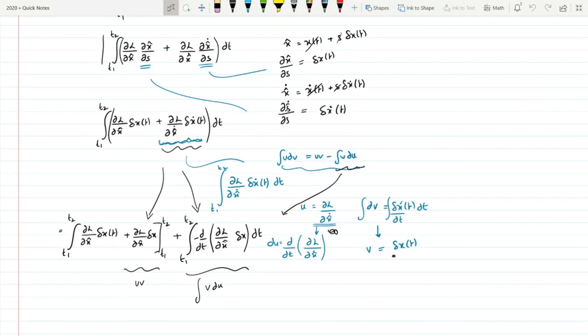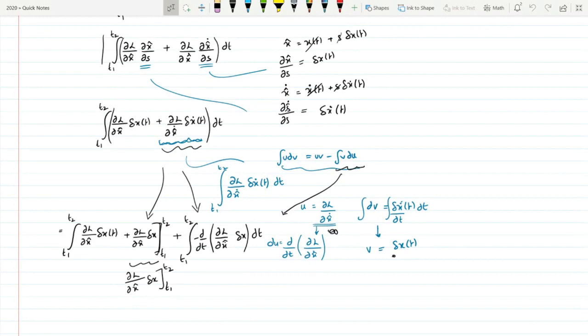Does anyone have a doubt? All I've done is taken the second function and done it by parts. And because I've done it by parts, I've got 3 terms now in my equation. From 2, it's become 3. But now note here, pay attention to this one. We've got the derivative of our Lagrangian with respect to x hat, but we're going to evaluate it between t1 and t2.